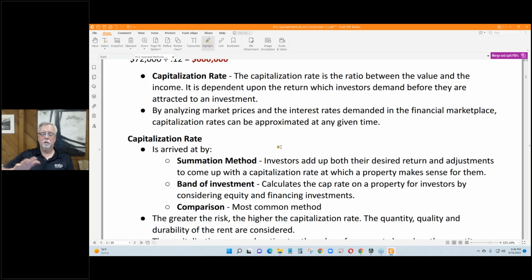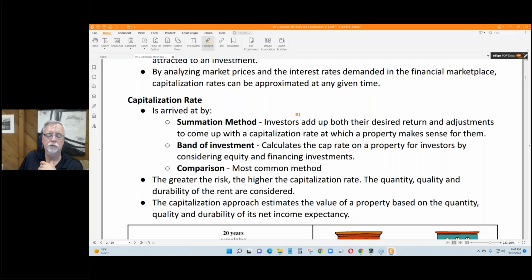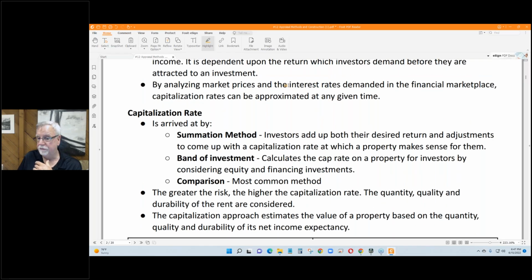By the way, this is something that I was doing yesterday with one of the agents that I work with, who is buying a 7-unit apartment building. What would be an appropriate cap rate? Well, if we looked at other buildings that have sold and we knew how much income they were making, we could figure out what the capitalization rate is for that kind of property in that particular area. We're also going to use the interest rate demanded in the financial marketplace. That's coming up. I'll show you why.